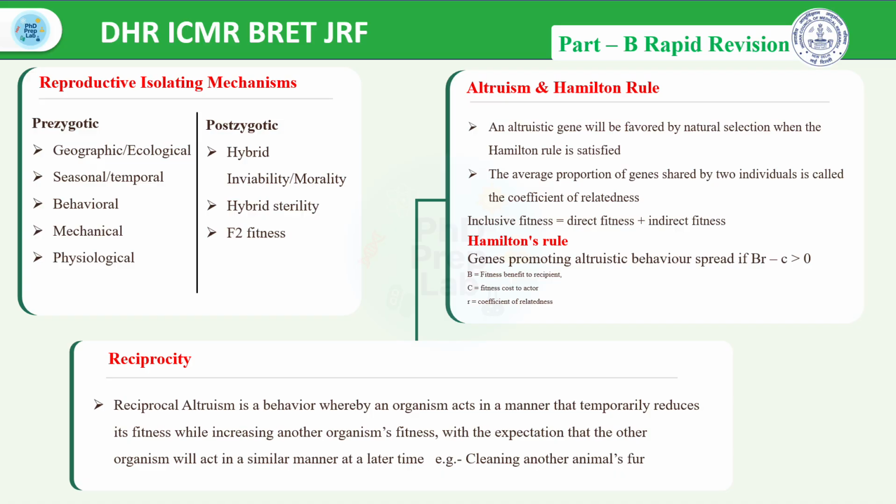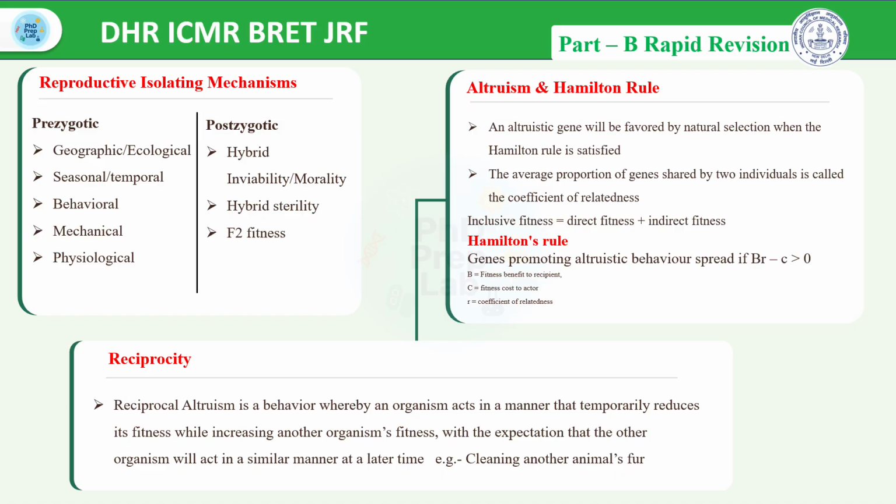So one of the mechanisms is hybrid inviability, where the zygote forms, but it dies before birth. And hybrid sterility is also there. The zygote has formed and developed into an organism, but that hybrid organism is sterile. It cannot give rise to new organisms, like your mule. The cross between a donkey and a horse gives rise to a mule, but that mule is sterile. It cannot form new babies or further generations. So that's hybrid sterility.